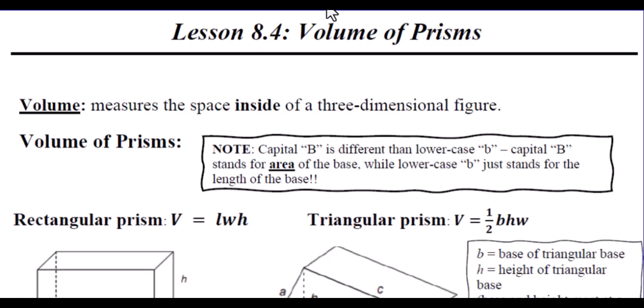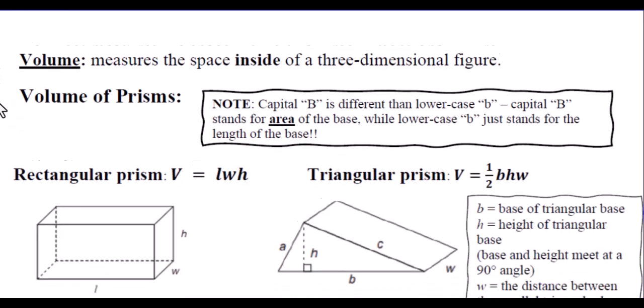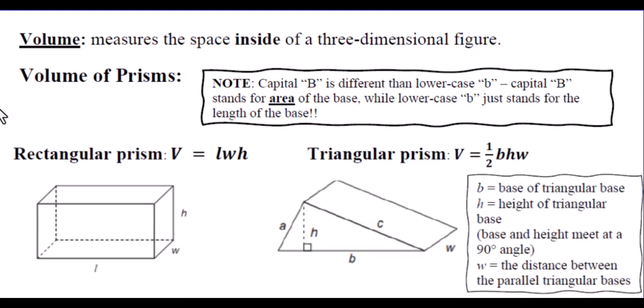Now, for the volume of prisms, you're going to notice for the volume of any type of prism that we use capital B in that formula, and capital B is different than lowercase b. Capital B stands for the area of the base, while lowercase b just represents the length of the base. Perhaps in a triangular prism, the base of the triangular base. We're going to use that word a lot here.